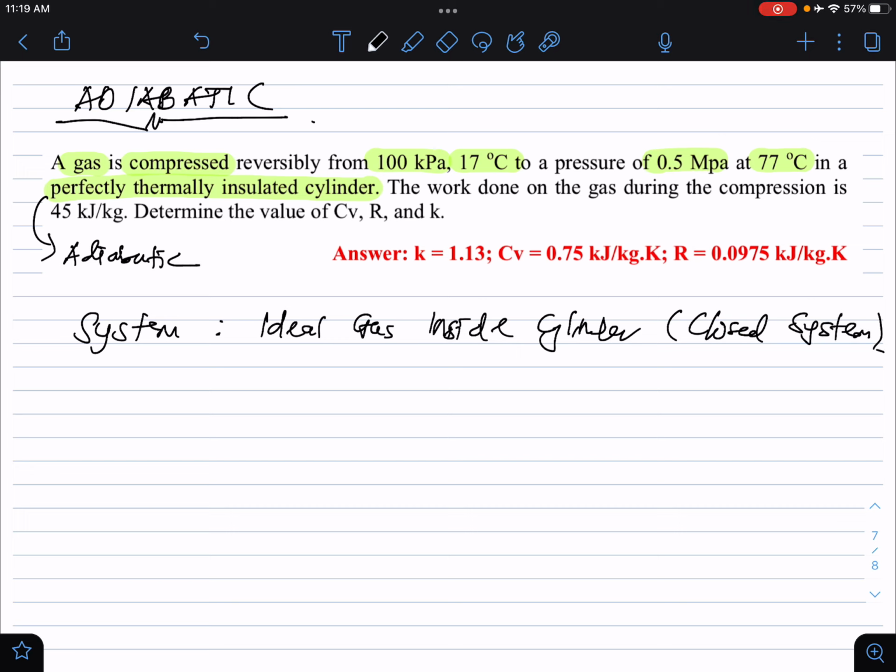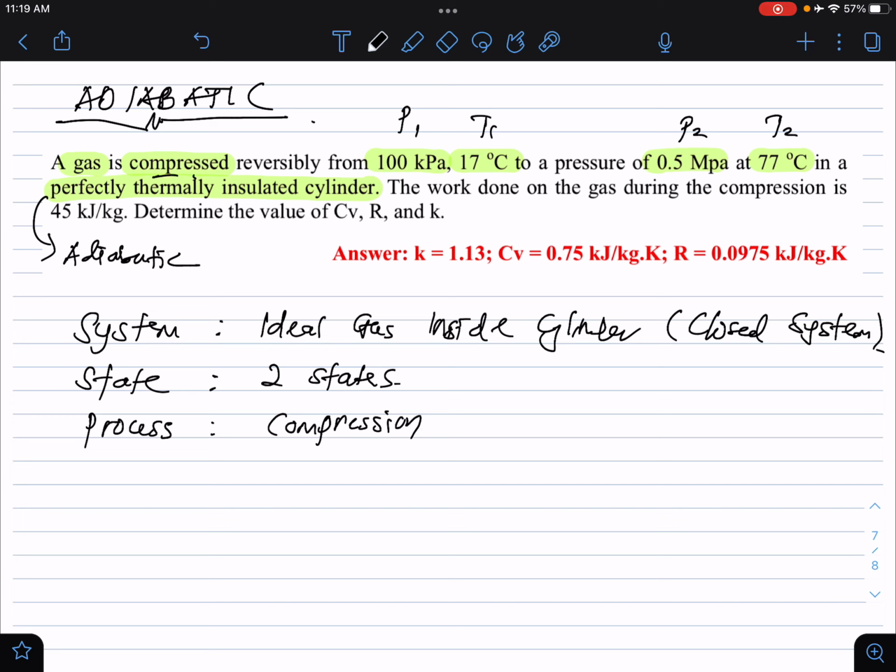Okay, and then we need to identify how many states we have to deal with. We have state one here, and then the pressure becomes P2. So this is your T1, this is your T2. Basically we have two states involved. Then identify the process. What is the process here? The first one is the compression. The second one is adiabatic, since the question states an insulated cylinder. So compression plus adiabatic.